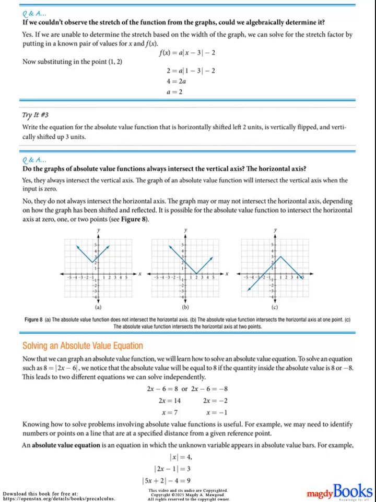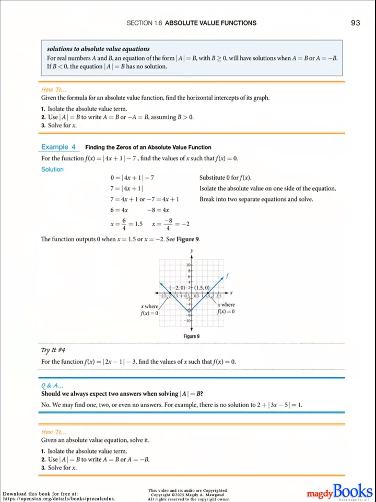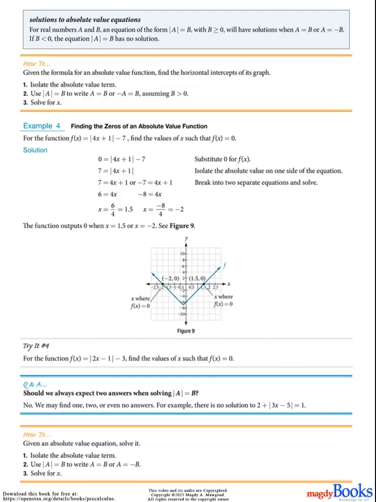The absolute value of 2x minus 1 equals 3. The absolute value of 5x plus 2, minus 4, equals 9. A. Solutions to absolute value equations. For real numbers a and b, an equation of the form the absolute value of a equals b, with b greater than or equal to 0, will have solutions when a equals b or a equals negative b. If b is less than 0, the equation the absolute value of a equals b has no solution.